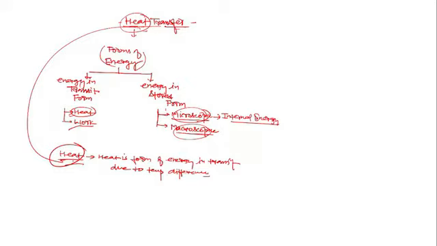So how can we define heat? Heat is a form of energy in transit due to temperature difference. That is called heat. Clear, beta? Any problem?